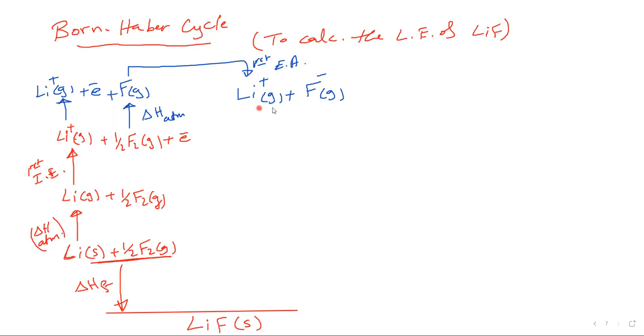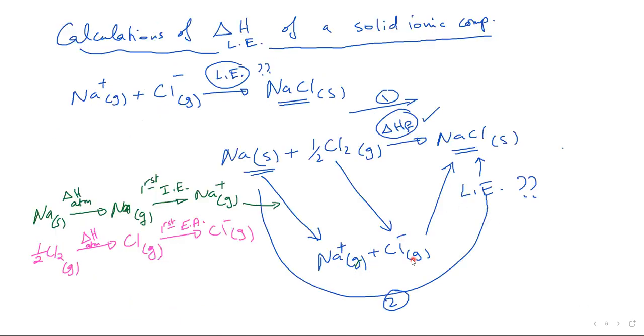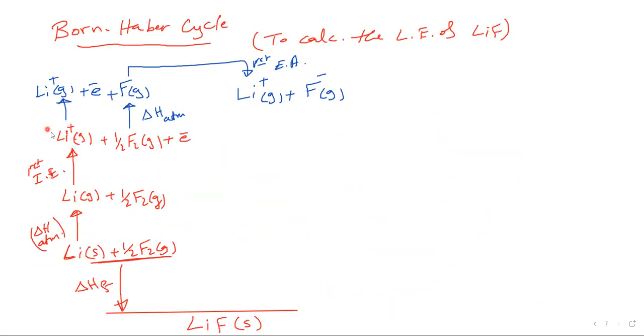We reach the step where we have the lithium ion in the gas state and the fluoride ion in the gas state. So at once, using the lattice energy, the lithium ion in the gas state and the fluoride ion in the gas state will form the solid lithium fluoride. So we call this the Born-Haber cycle. Okay, shall I repeat it? Or do you understand it?